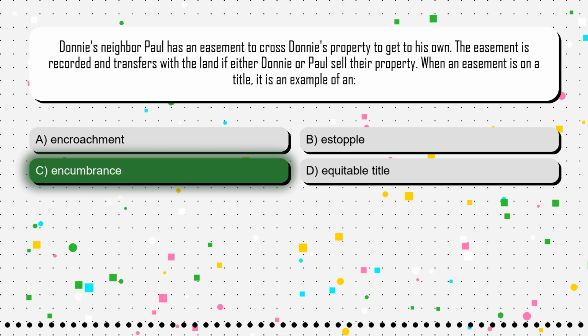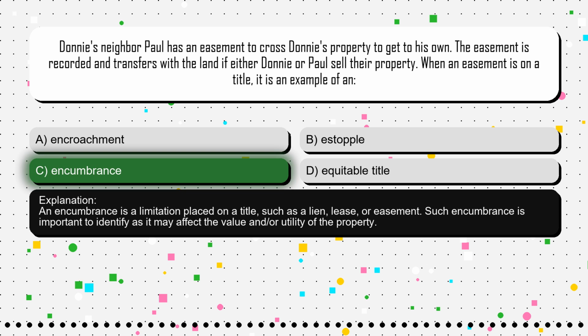The correct answer is option C, encumbrance. An encumbrance is a limitation placed on a title, such as a lien, lease, or easement. Such encumbrance is important to identify as it may affect the value and/or utility of the property.